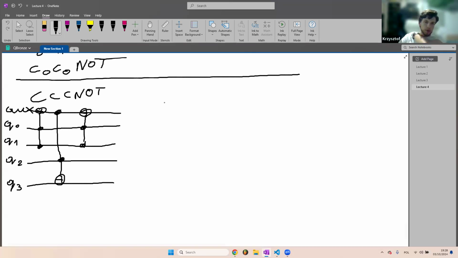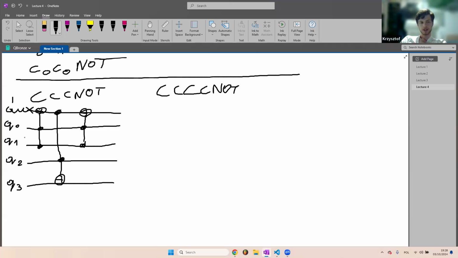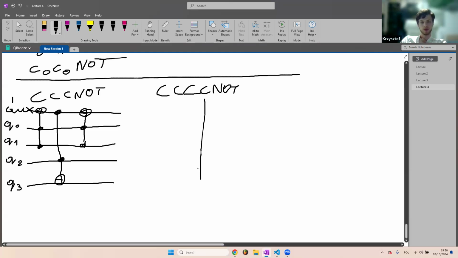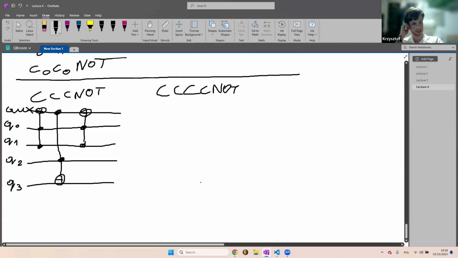So in the notebooks, you will also try to implement the CCCC gate. This is exactly the same. You just need 2 auxiliary qubits and map the states of the qubits to those 2 auxiliary qubits, and then you will be able to implement a control X gate on the last qubit.